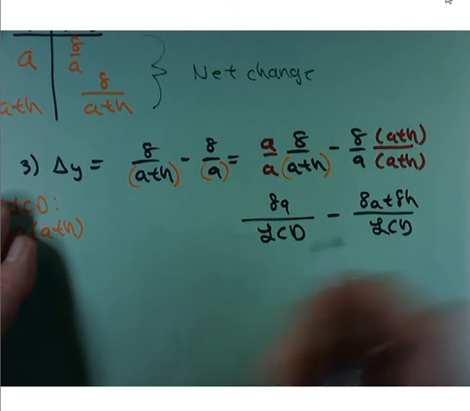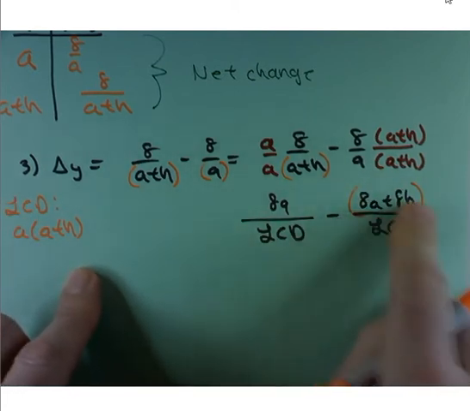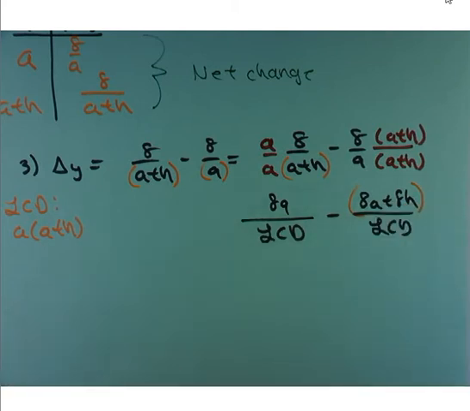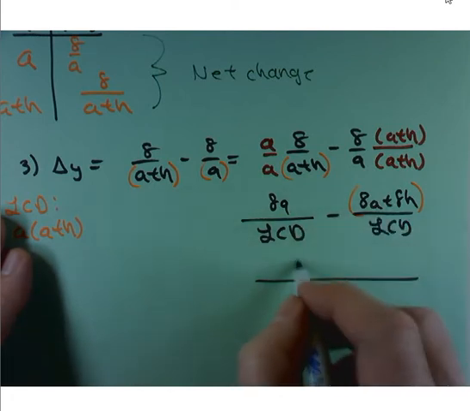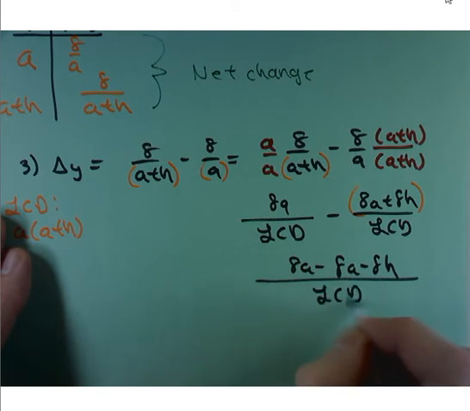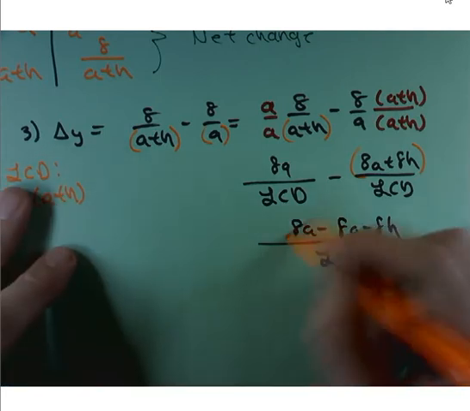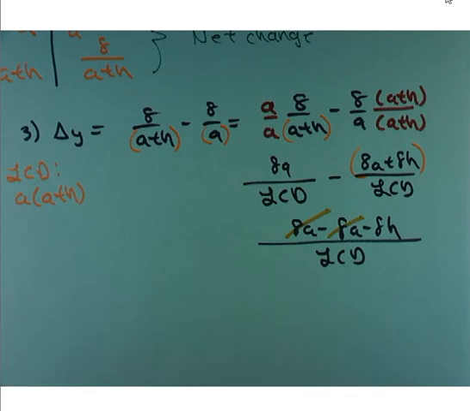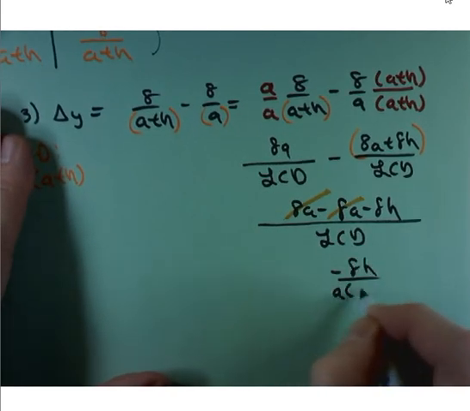Now, these have a common denominator, so I can subtract their numerators. The one thing you've got to be careful of right here, and it would ruin everything that you've done if you forgot this, is that the negative has to distribute itself to both terms. And the fact that it's negative there helps out, at least with the first part, because those two cancel each other out. And finally, you're left with negative 8h over a times a plus h.